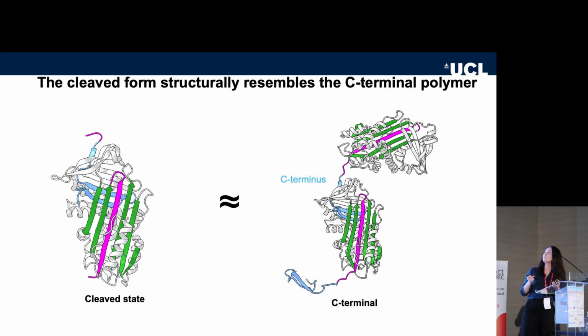So the fact that we have the cleaved state representing one single subunit of a polymer that's undergoing the C-terminal mechanism, and we've seen that it is structurally equivalent to our heat polymers, tells us that these heat polymers are in fact undergoing the C-terminal mechanism of polymerization.